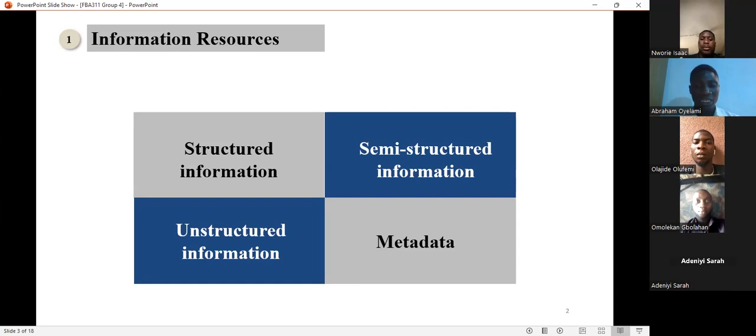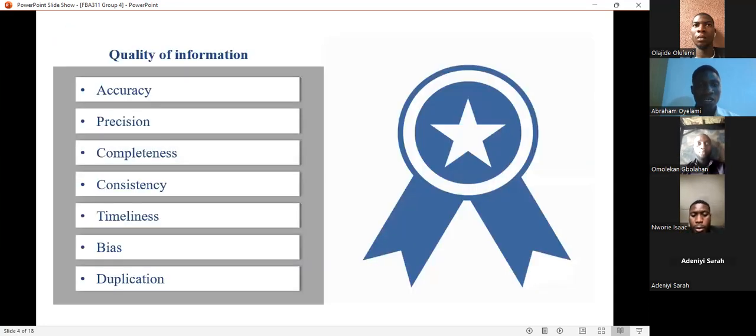Metadata, which is the last category, is data that describes the nature of information. It is what we call data about data. It describes the characteristics of the data or information, describes the type of data, as well as every other characteristic. Next, we move to the quality of information.